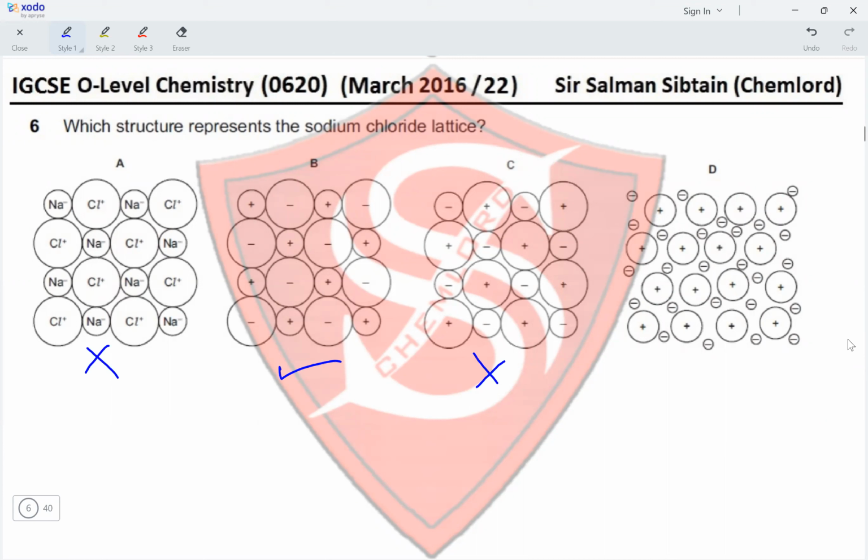And in structure D, we've got various negative charges surrounding an array of positive charges. So this is not the structure of NaCl. In fact, it is a structure, and not even a properly assembled structure, of a metal. So this is incorrect as well. So this makes option B the correct option for this question.